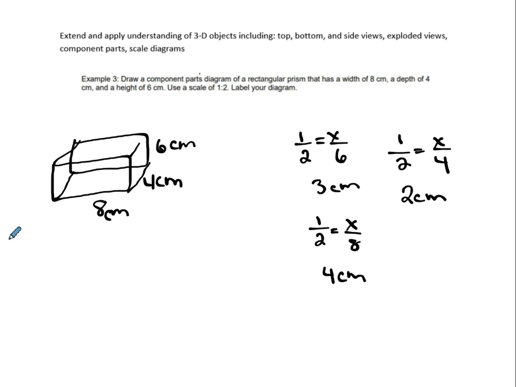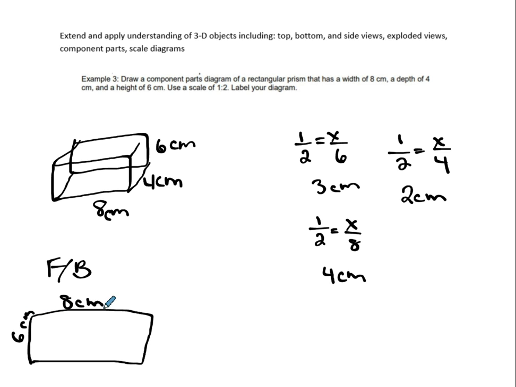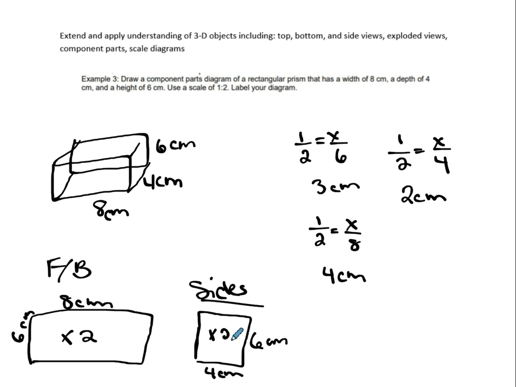So when I'm drawing my component parts, I'm going to go my front and back. And I'm going to take my ruler, and it's going to be 4 centimeters by 3 centimeters. So this is 6 centimeters, 8 centimeters, times 2. My sides, or left and right, are going to be 2 centimeters by 3 along the side. So this is 6 centimeters. This is 4 centimeters. There are 2 of those.